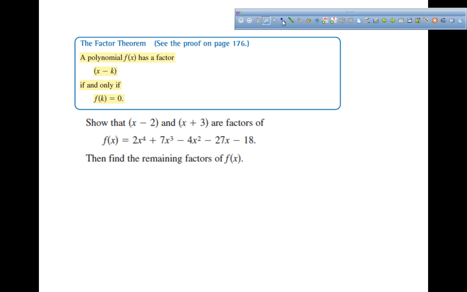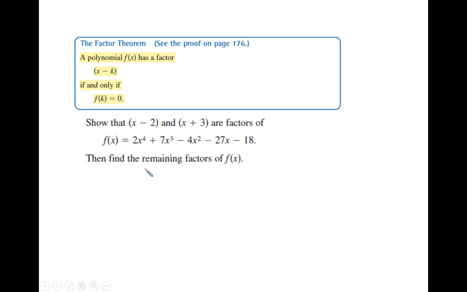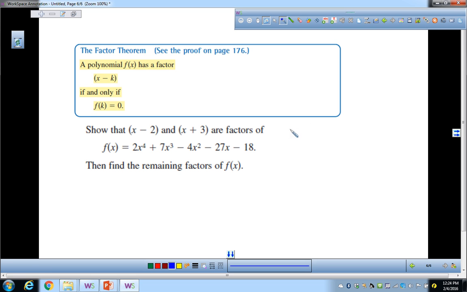One more time. This is the last one. Promise. So you write the numbers 2, 7, -4, -27, and -18. What goes out here in the box? 2 or -3. Doesn't matter which one you divide out first. You'll still get the same answer.